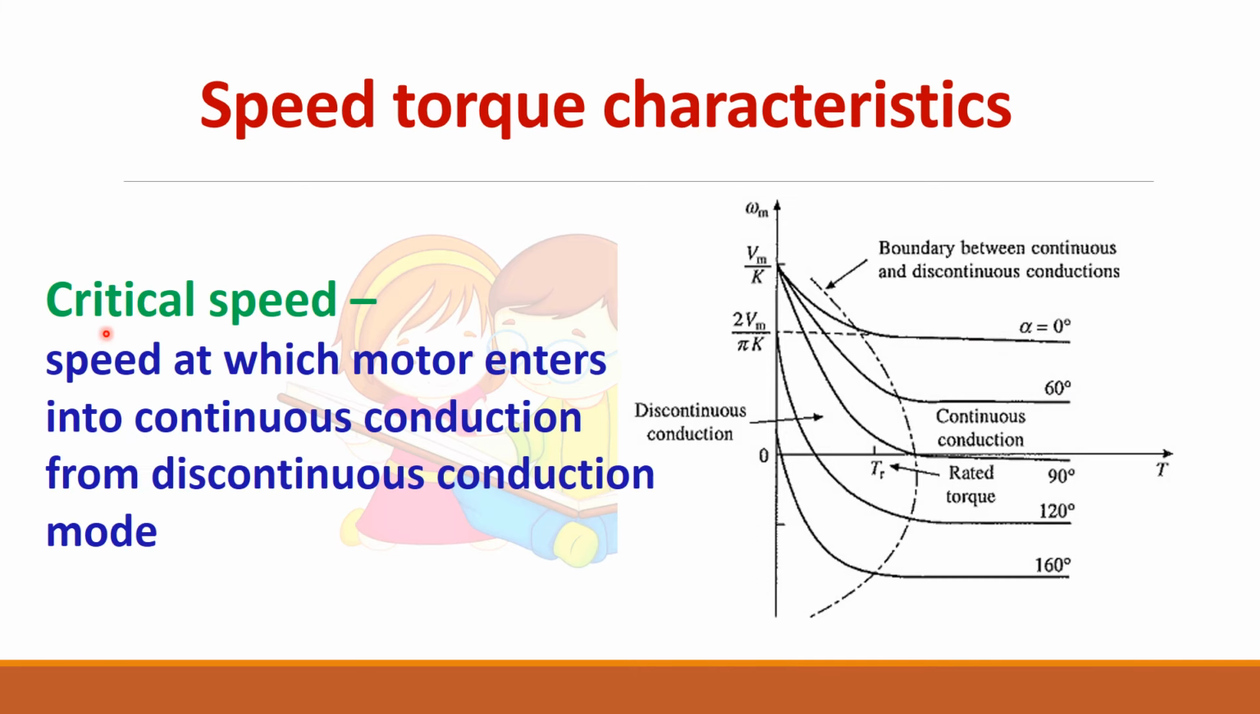There is a term called critical speed, that is the speed at which the motor enters into continuous conduction mode from discontinuous conduction mode.